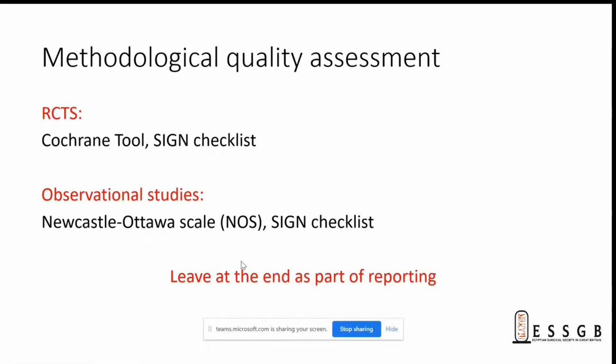Then you have something called methodological quality assessment. You need to assess the methodology of your included studies, whether RCTs or observational studies. There are different checklists for it. I usually use the Cochrane tool for RCTs, the risk of bias assessment tool, the most recent one being version one. For observational studies, there are different ones, like the Newcastle-Ottawa scale and SIGN checklists. The form is a bit outdated, but is relevant sometimes. But these are appropriate ones to use.